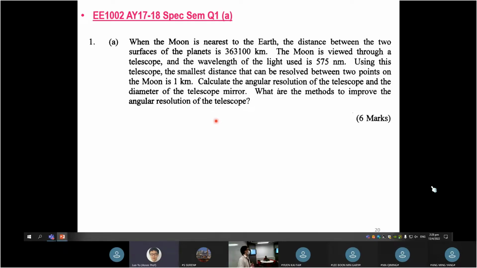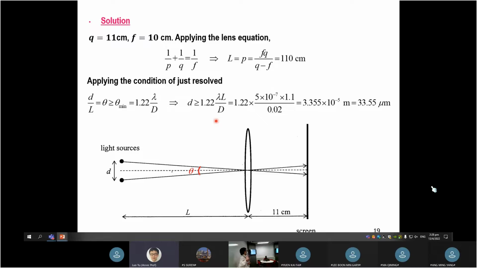Actually, this is a deformation of one of our tutorial questions. What I would like to highlight for you for the resolution problem is, don't be afraid of such a question. Normally it is to find out the smallest angular resolution or the smallest distance between two objects, so directly apply 1.22 times lambda over d, and you can directly get the answer.